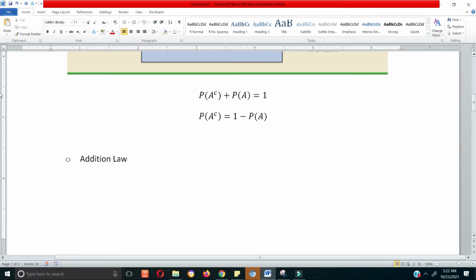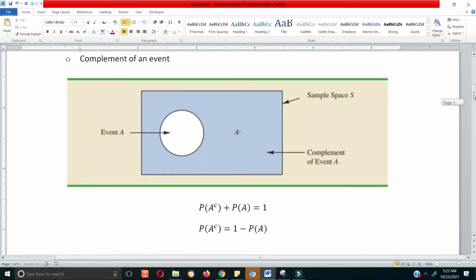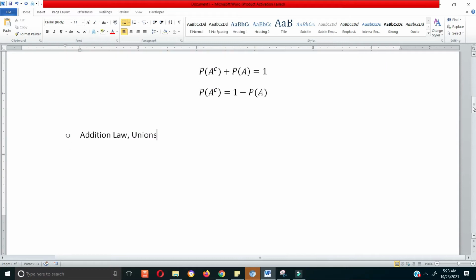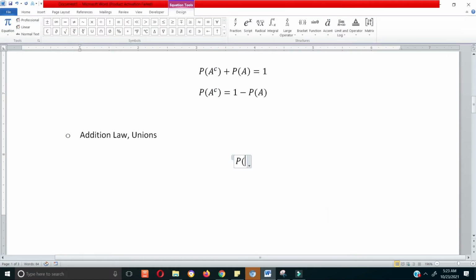So the addition law is how do you get the probabilities of unions? Yeah, how do you get the probabilities of unions? If you want to get all the events, rather all the sample points in a union, you want the probability that two events occurred. So that's going to be a probability. Let me use the equation editor. So the probability that A and B occurred, yeah? So that A or B occurred actually, yeah?